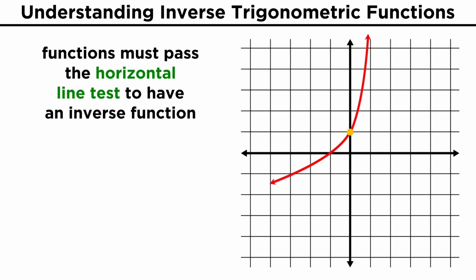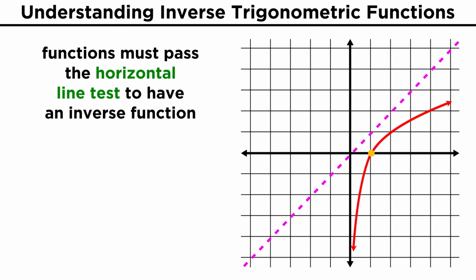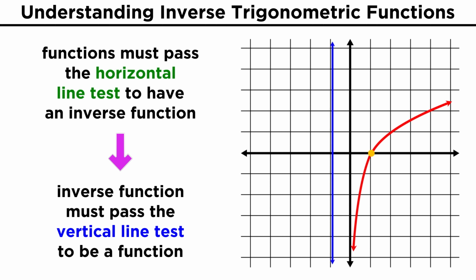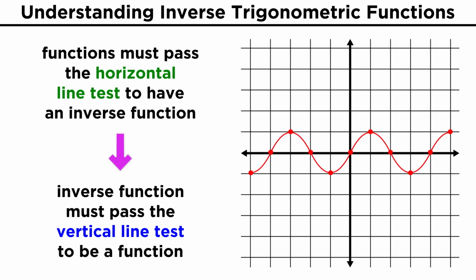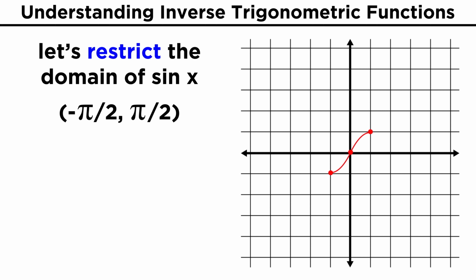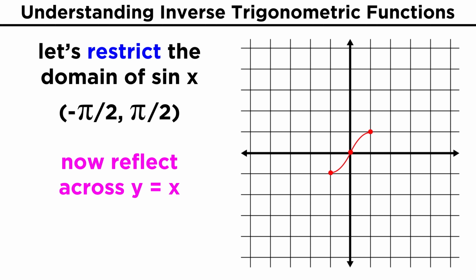We should quickly note that in order for a function to have an inverse function, it must pass the horizontal line test, because when we find the inverse, we are reflecting the function across the line y equals x, and whatever we get must pass the vertical line test to be considered a function. So sine x as a whole does not have an inverse function, but we will instead look at a restricted domain for this function, from negative half pi to half pi. This section does pass the horizontal line test, and it is the inverse of this section that gives us the inverse sine function, which will look like this.